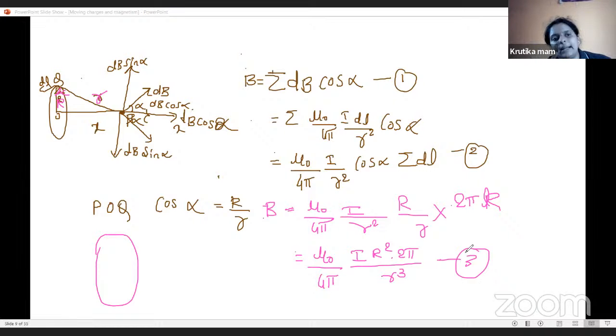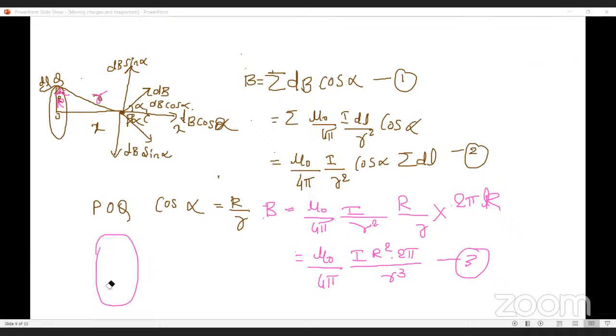So from the right angle triangle POQ, cos alpha will be r by r. Then what is the summation of dl? It is 2 pi r. So simplify, you will get equation 3. One last step is remaining. So if this writing part is completed, I can tell you the last part.